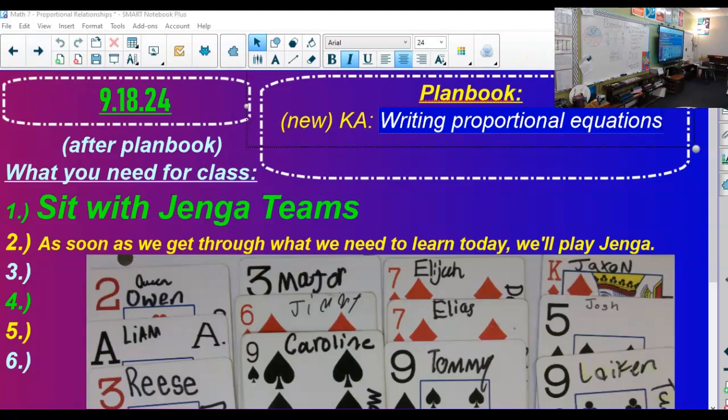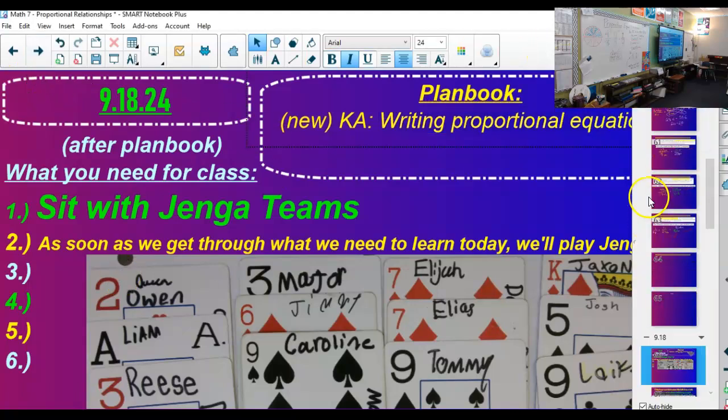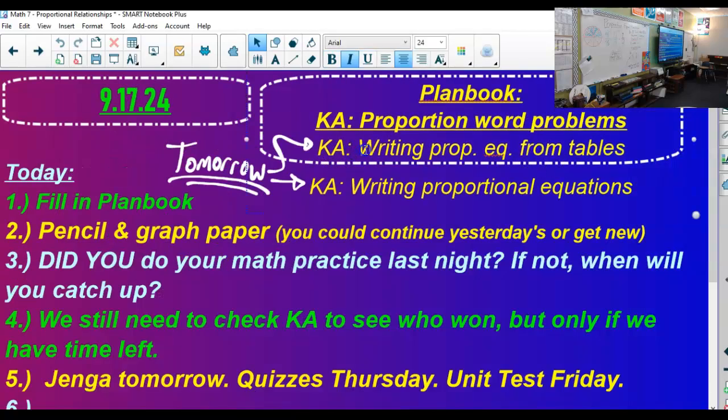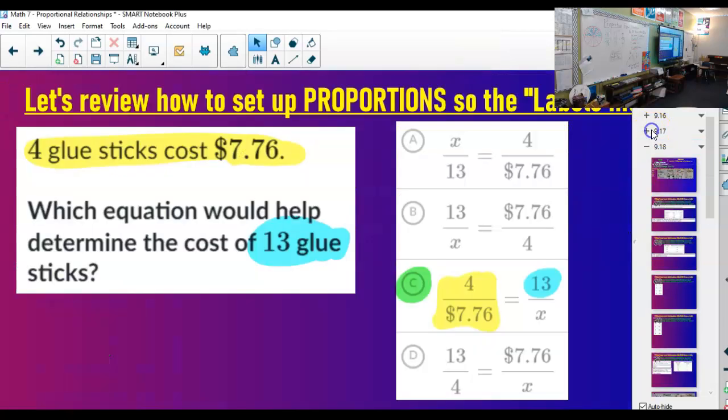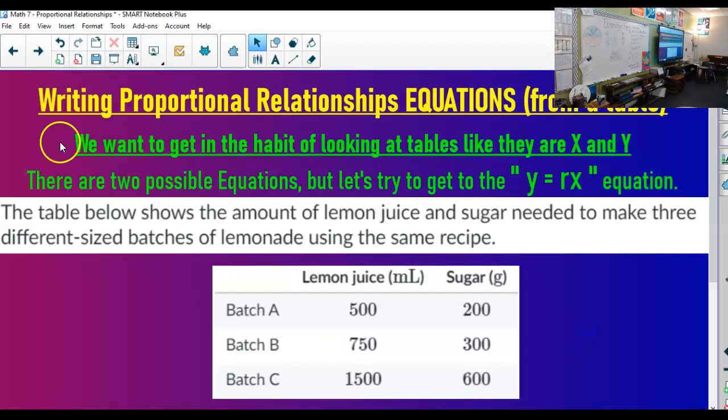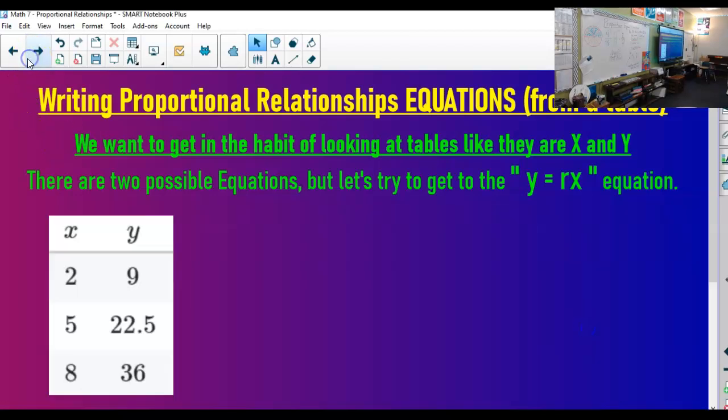It'll make sense. What was it? The writing proportional equations from tables, this one, I actually went ahead and by the afternoon, I also put my arrow to that of saying this is really tomorrow's homework. But yeah, once we get through a little bit of learning, then we will get to Jenga.